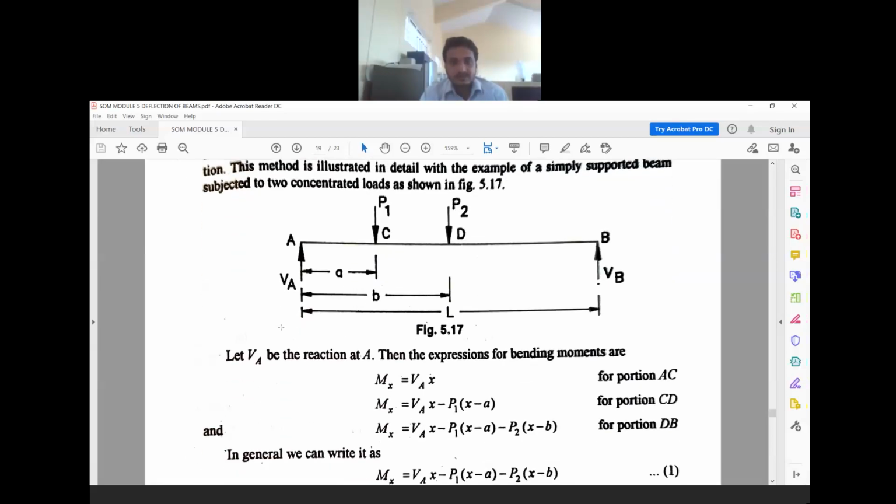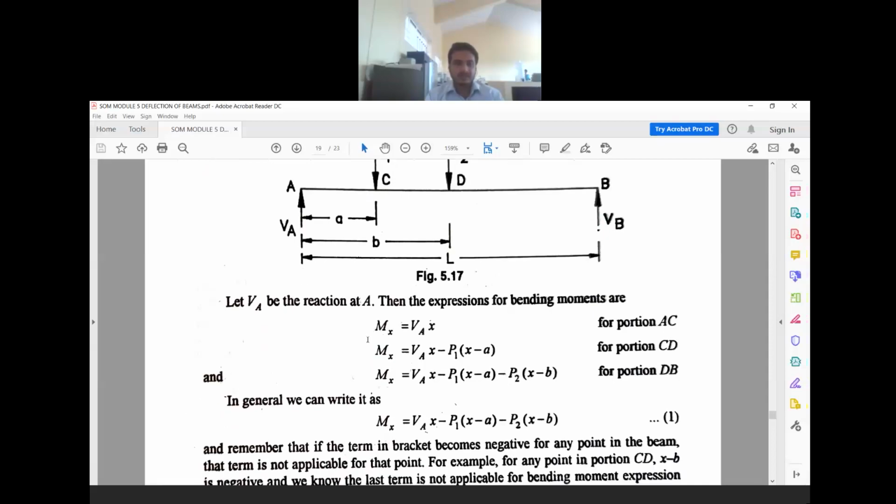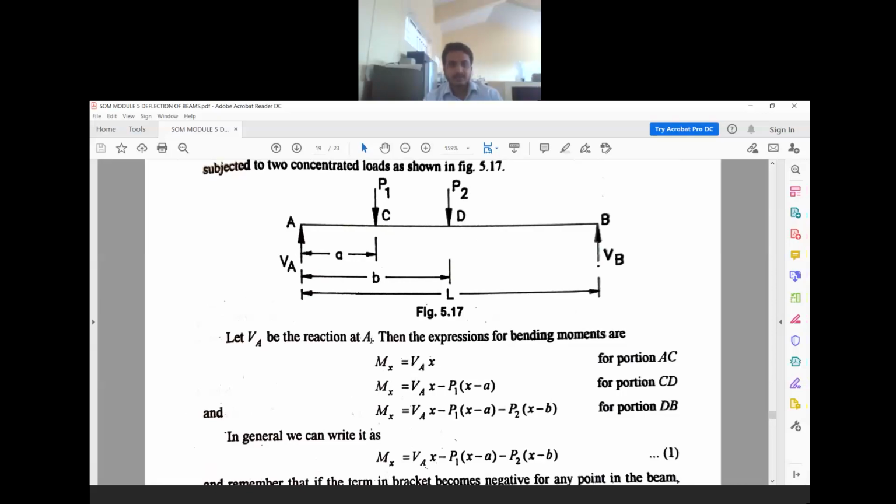See, this is just one example to understand Macaulay's method. Here we have a simply supported beam with 2 point loads. One of the point loads is at a distance of a from support A, and another point load is at a distance of b from support A. So let VA be the reaction at A, then the expression for bending moments are.